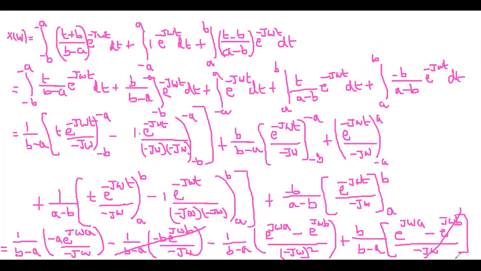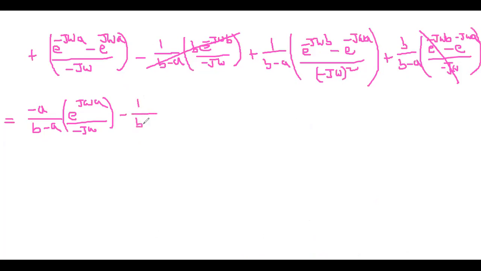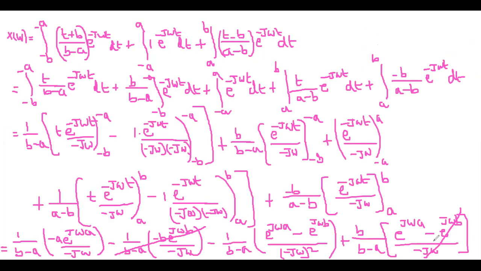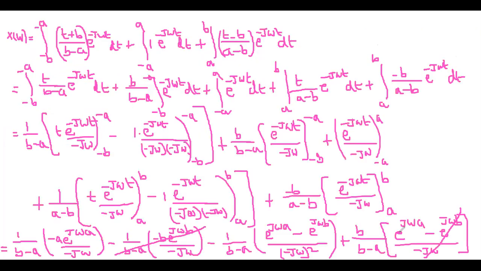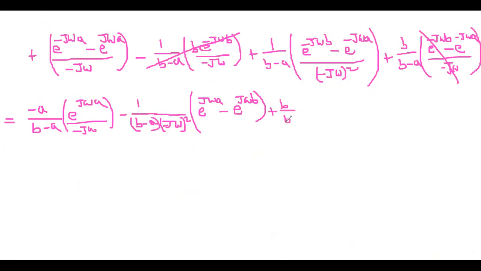See, minus 1 by b minus a, minus 1 by b minus a into (j omega) square, means right, directly. After that, we can simplify (j omega minus j omega) whole square, whole multiplied with e power j omega a minus e power j omega b, e power j omega a minus e power j omega b, and the remaining term here b by b minus a plus b by b minus a into e power j omega a, e power j omega a whole divided by minus j omega.